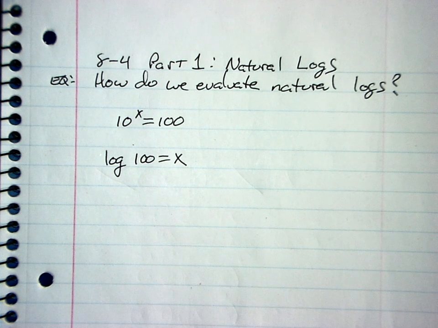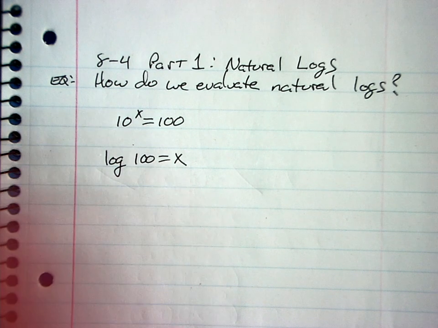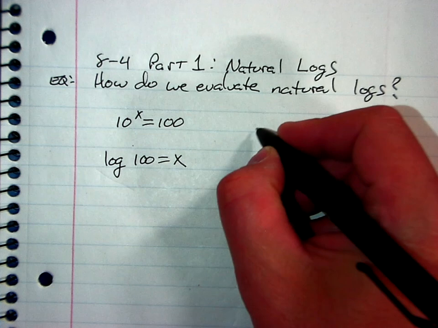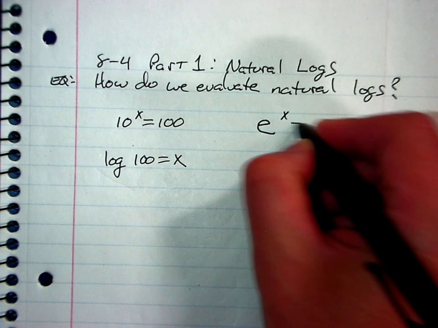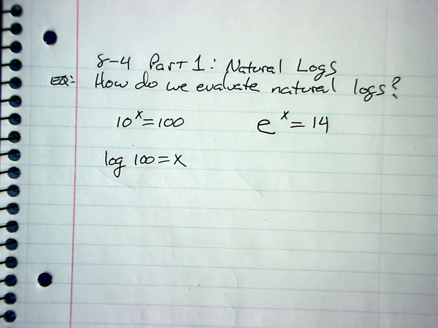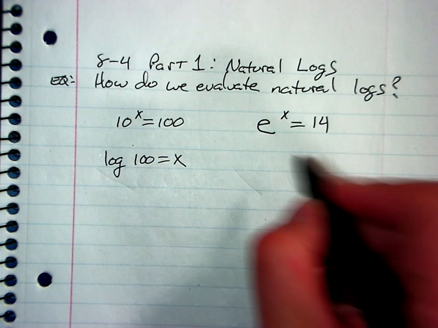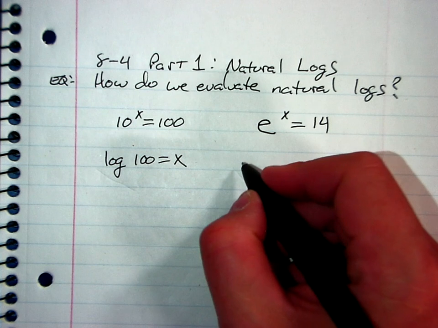So last chapter we did something with the continuous interest formula. It had a letter E, and E represents 2.71. It's an irrational number, kind of like pi. It goes on forever. Well, today we are going to learn how to get rid of the E. E to the x equals 14. So to get rid of the E, we do natural log.